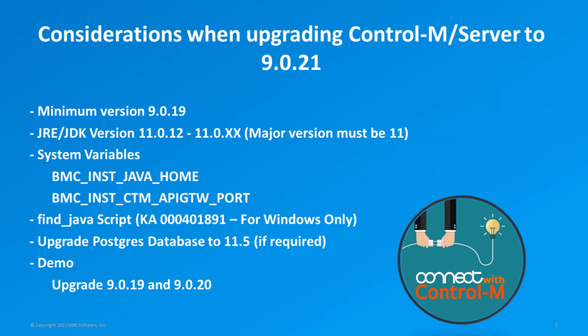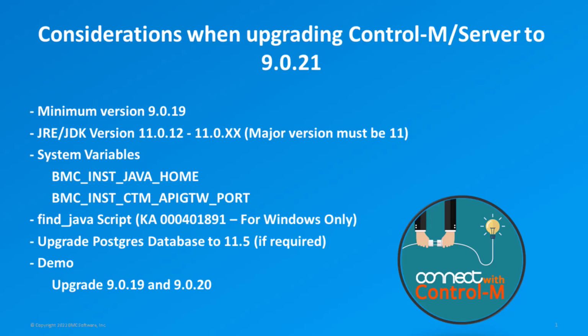The setting of variables bmc_inst_java_home and bmc_inst_ctm_API_GTW_port. To make it easier, the find_java script can be downloaded via KA000401891. The script was designed to detect and configure variables, and install Control-M Server. Additional information will be provided as we go along.